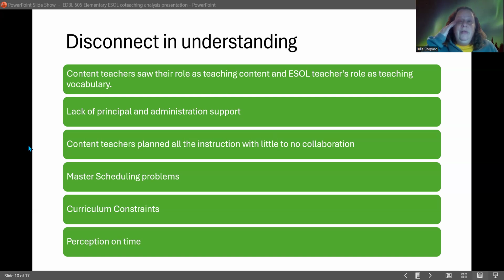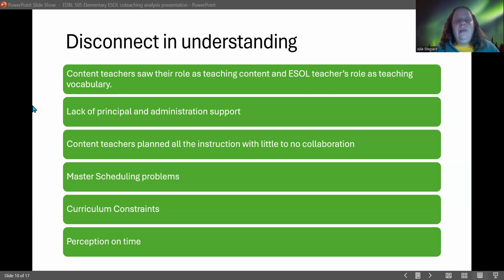So the typical thing that content teachers or the classroom teachers think is that the ESOL teacher is to just teach them vocabulary as it relates to the curriculum. And the classroom teacher is teaching the main content, and that's how it's viewed, to where often that ESOL teacher is viewed more as an aide in the classroom. There's usually a lack of principal and administrative support. Again, if this isn't being supported from all sides, then it's just not being done right.